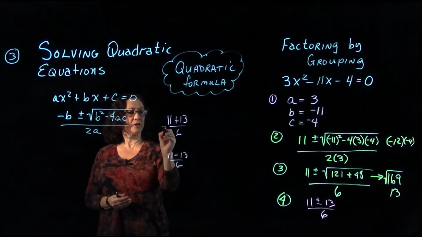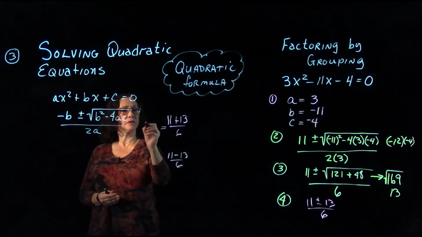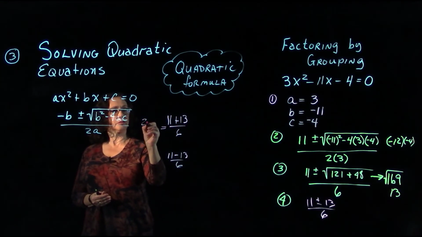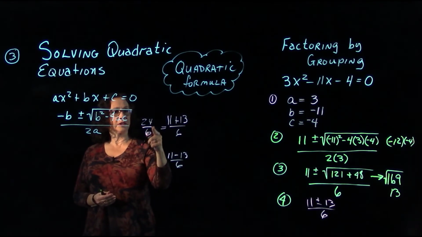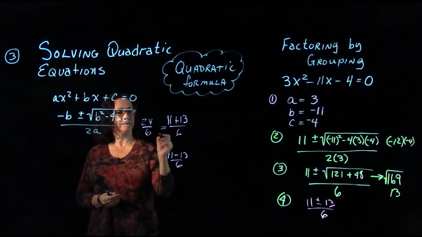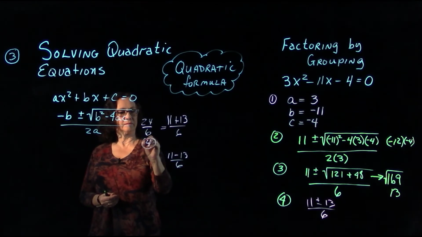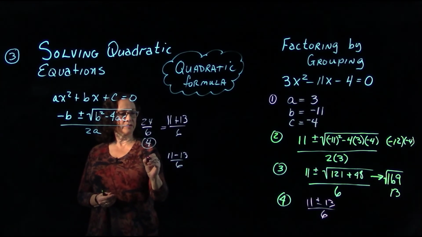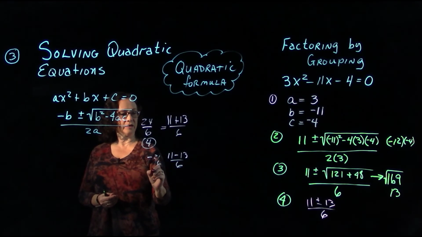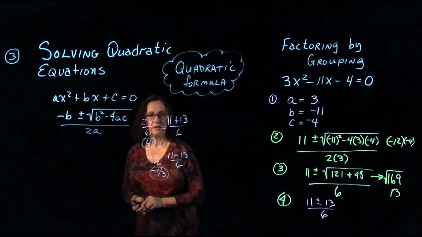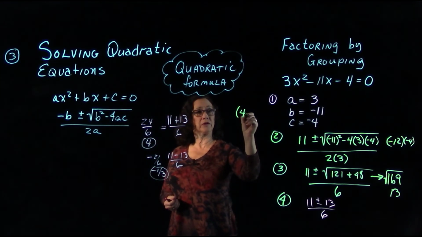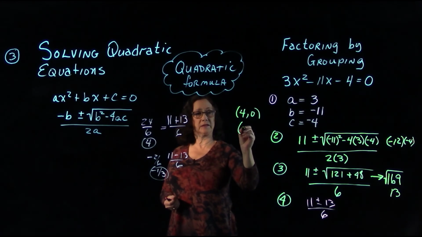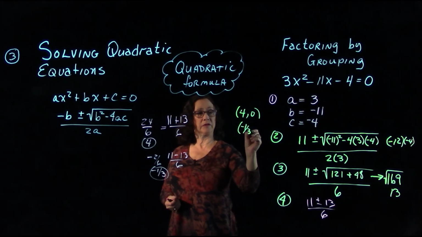This one simplifies to 24 over 6, which gives us 4. And this one simplifies to a negative 2 over 6, which gives us a negative 1/3. Our two solutions, therefore, will be 4, 0, and negative 1/3, 0.